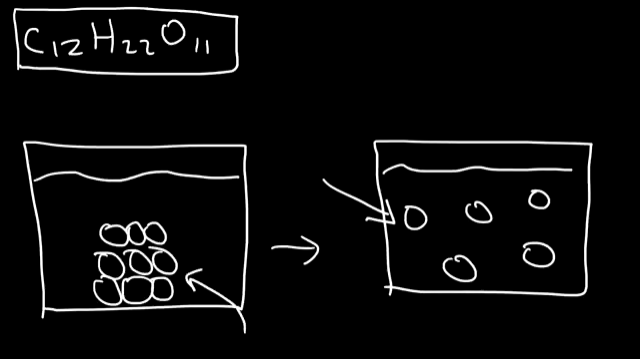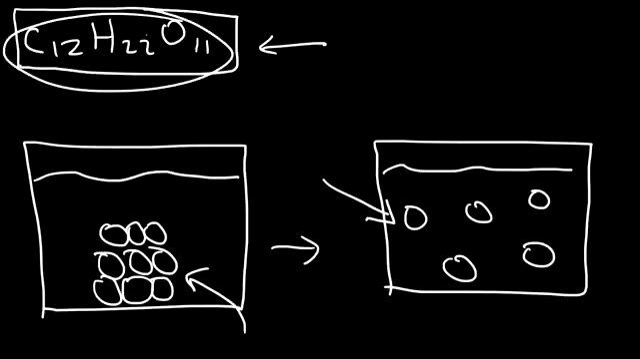You see, in this crystal form, all the sugar molecules are attached to each other. But when it dissolves, those molecules pull apart from each other. But each molecule has 12 carbon atoms, 22 hydrogen atoms, and 11 oxygen atoms. Water does not separate the atoms inside the molecule of a sugar. It separates the sugar molecules from each other, but not the atoms within the sugar molecule. So keep that in mind.